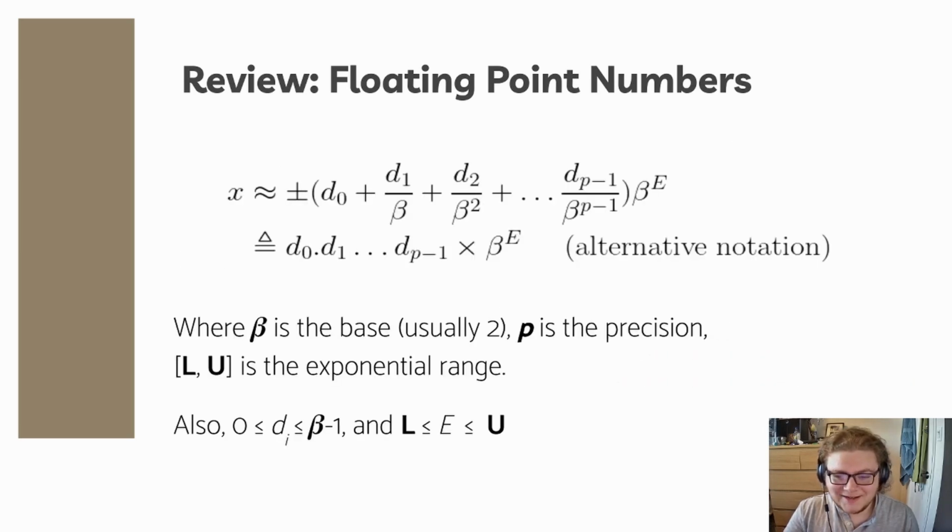More generally, this is how we present a real number x in our floating point system. Here, beta, p, and L and U are characterizations of the floating point system. These represent the base, precision, and the allowed range of the exponent, respectively. Here, the di's are natural numbers, and the exponent range, L and U, are discrete values. More specifically, they are integers.